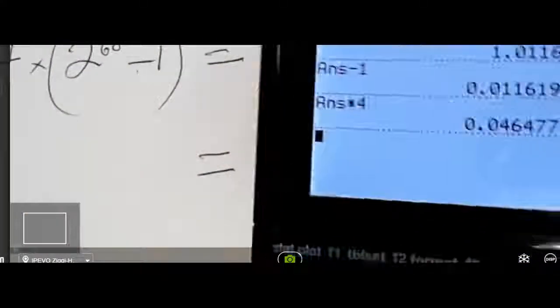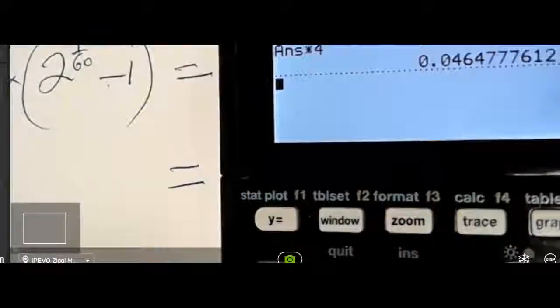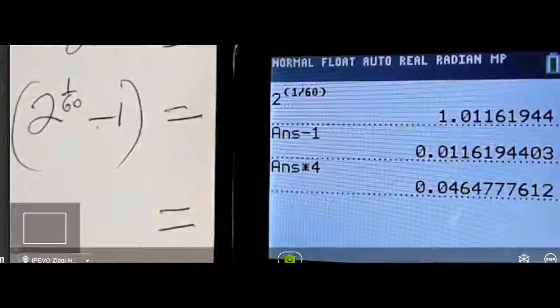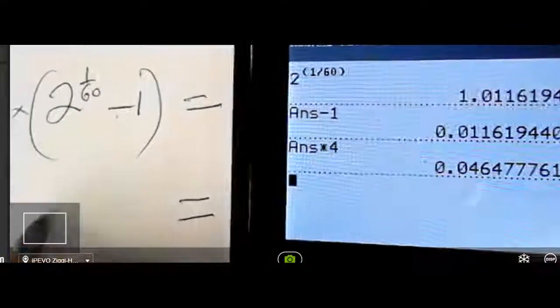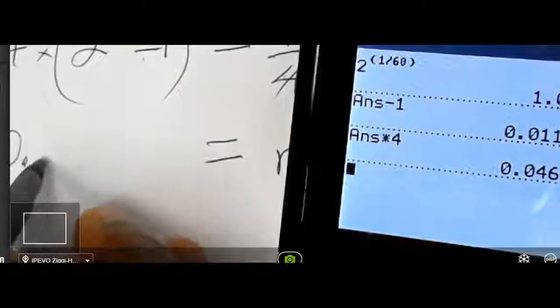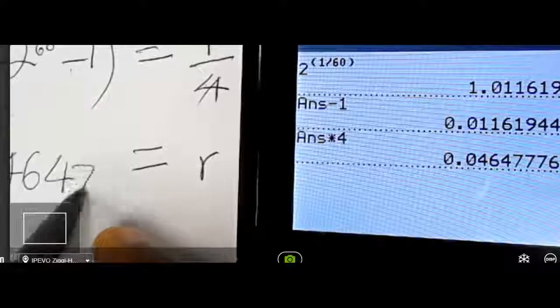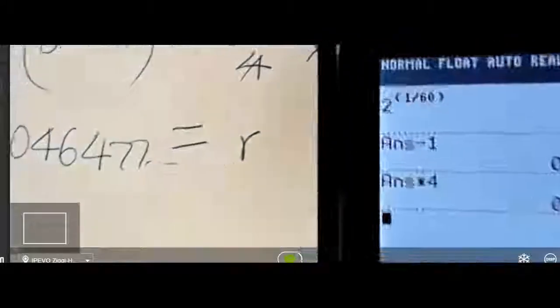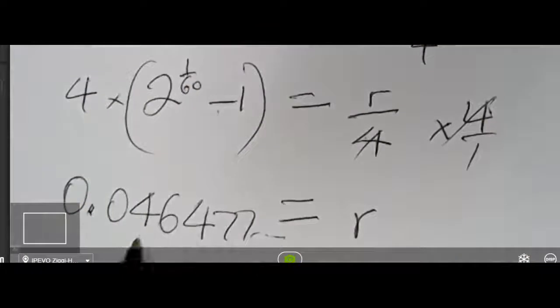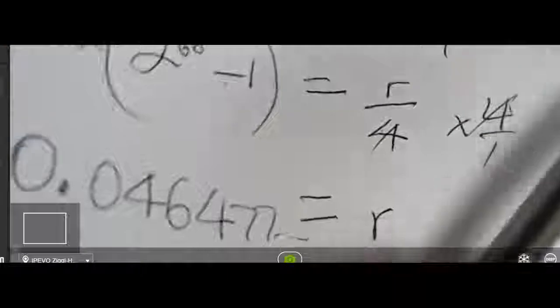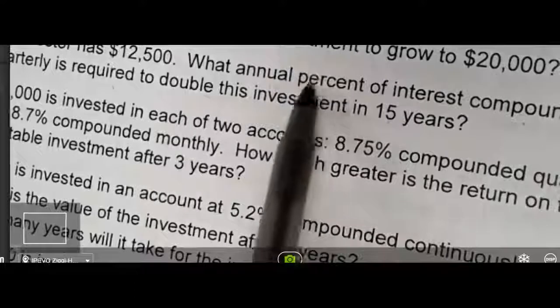So what do I have? Here they gave me my r is 0.046477. Okay, so that's our r. Well, is that not the percent? The question says what percent. Percent of interest. So we are going to change this to percent.